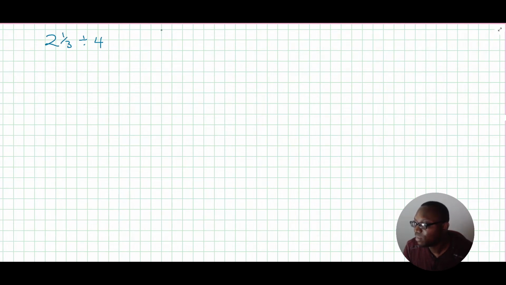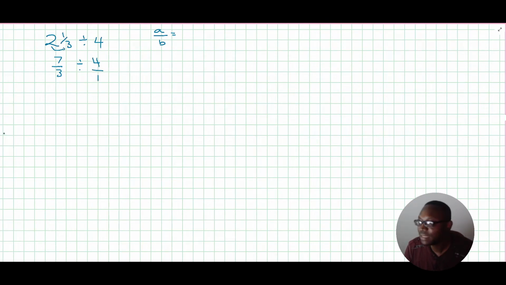So the first thing you want to do is write both of them in this form, a/b. So I don't want any whole numbers. I want both of these to be written as improper fractions. So for the one on the left, 2 1/3, 2 multiplied by 3, 6, plus 1, we have 7/3. Then we divide by 4. 4 is the same as 4/1.